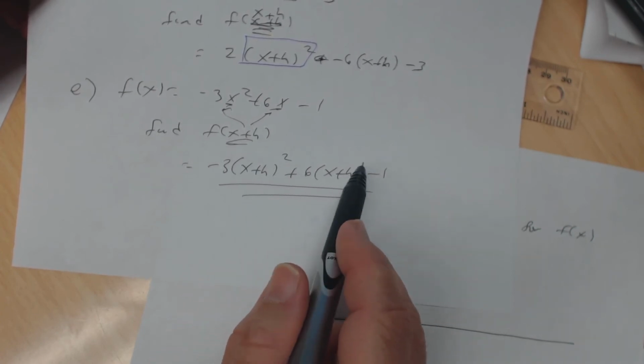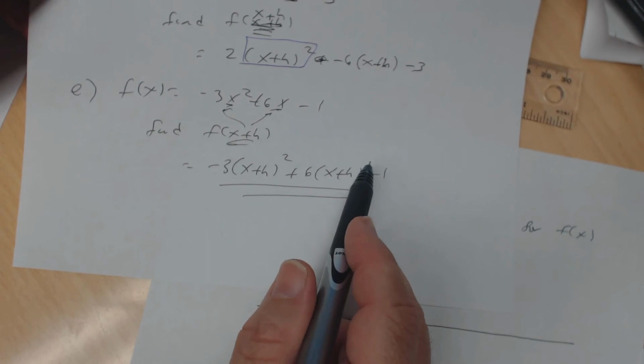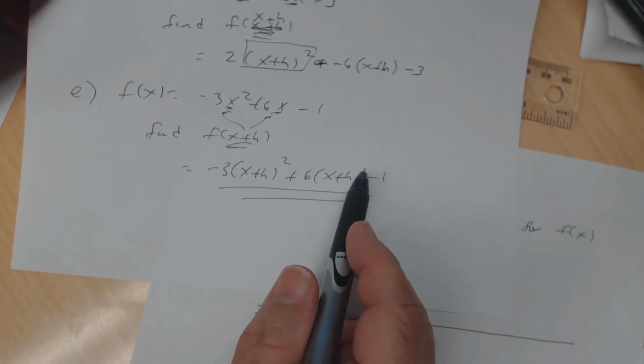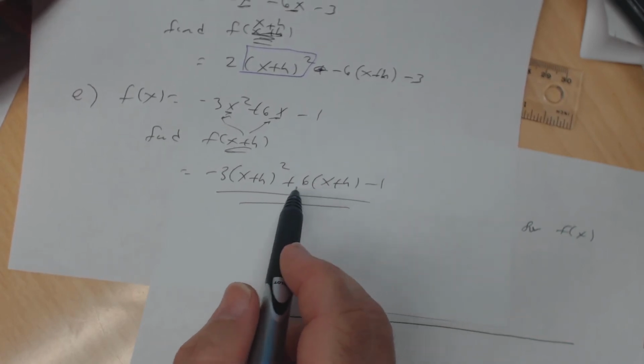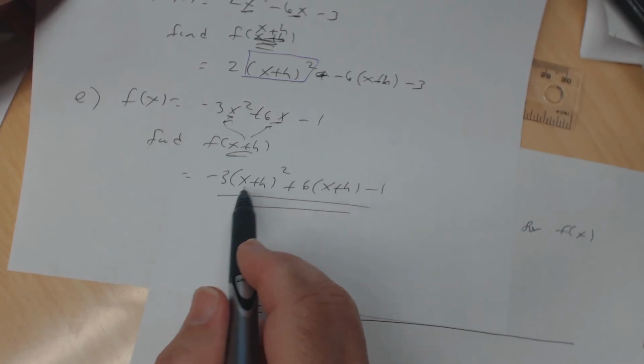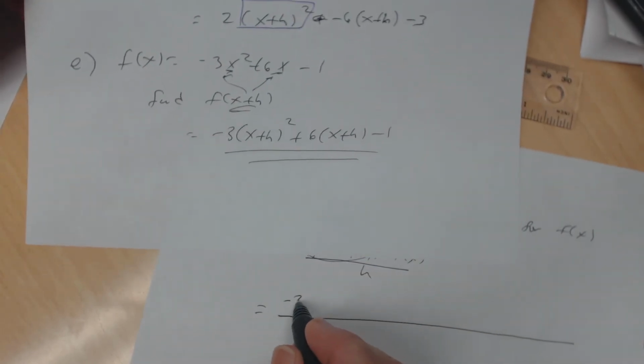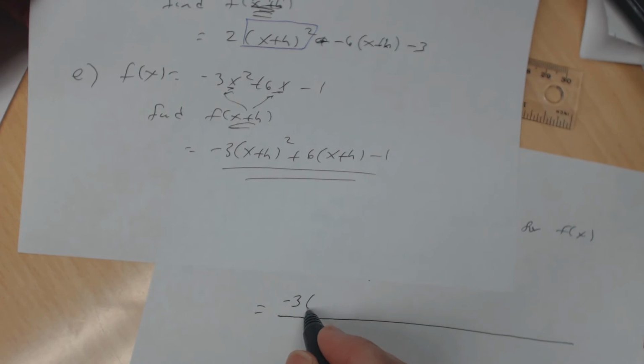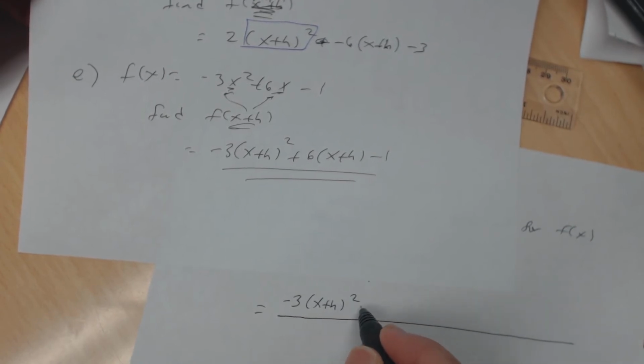Now here you can distribute the 6 because that's x plus h to the first power. So x plus h to the first is just x plus h times 6. This you got to square. You got to FOIL this out. All right, so I'm going to just go ahead and rewrite it though. Negative 3 times x plus h squared plus 6 times x plus h minus 1.